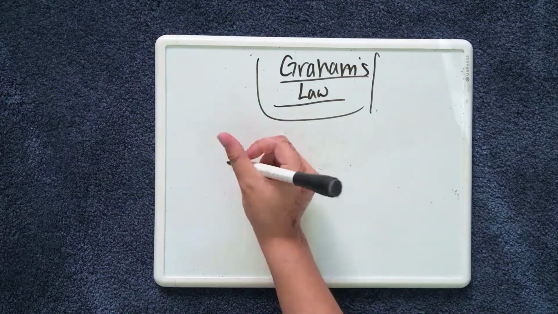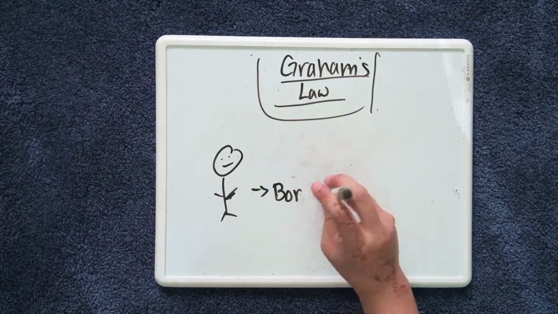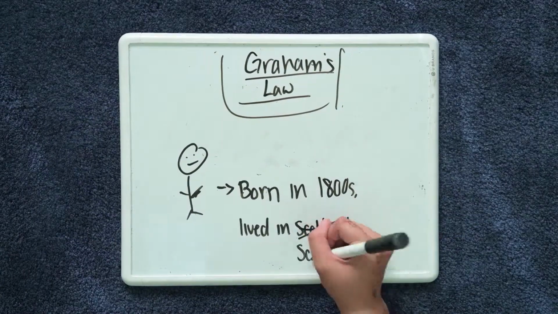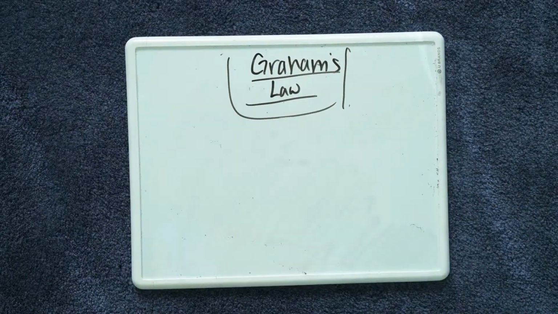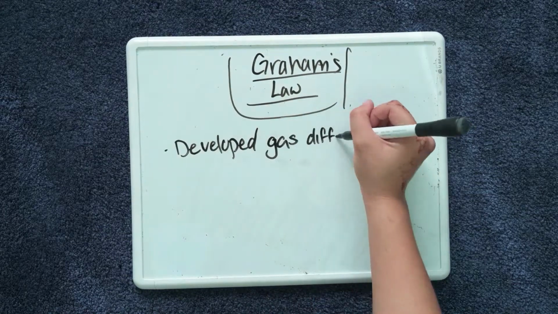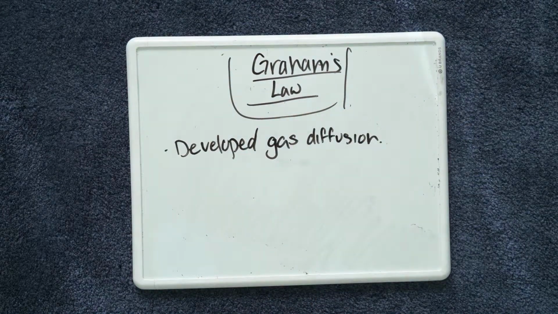Alright, so who is this Graham dude and what is his law? Well, let's start with some background info. Graham was a Scottish chemist living in the 1800s who developed the method of gas diffusion. Graham's first important paper dealt with the diffusion of gases in 1829. He developed Graham's law of diffusion rate of gases and also found that the relative rate of the effusion of gases are comparable to the diffusion rates.